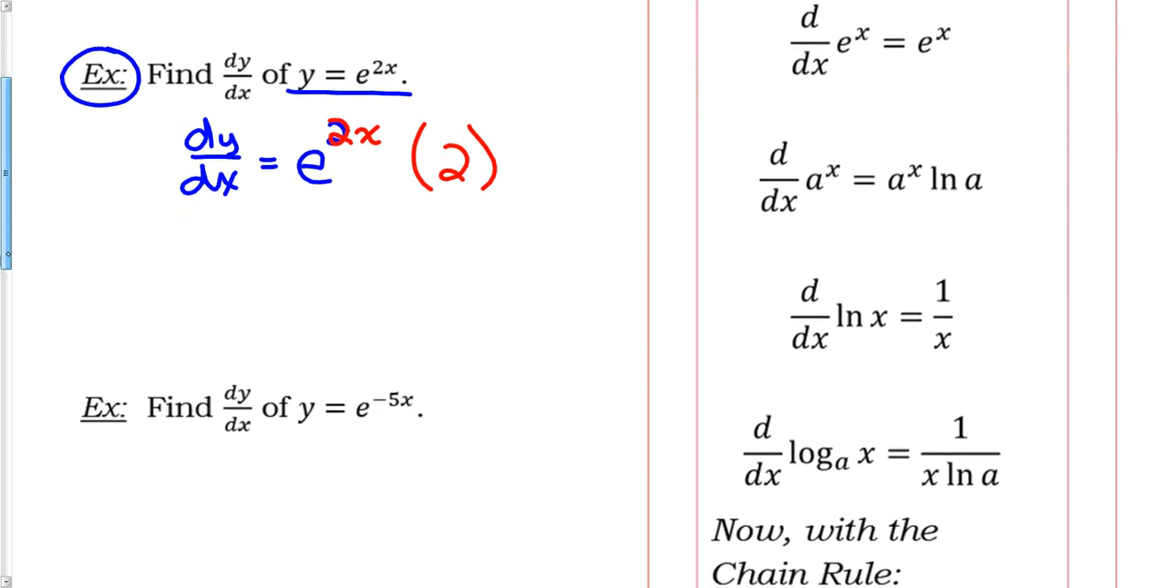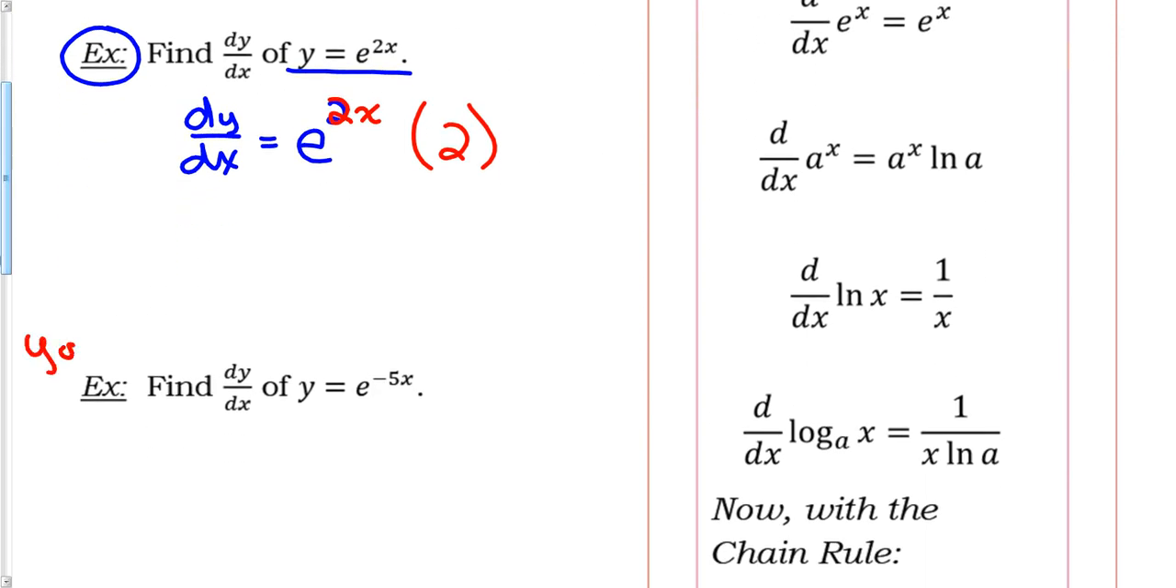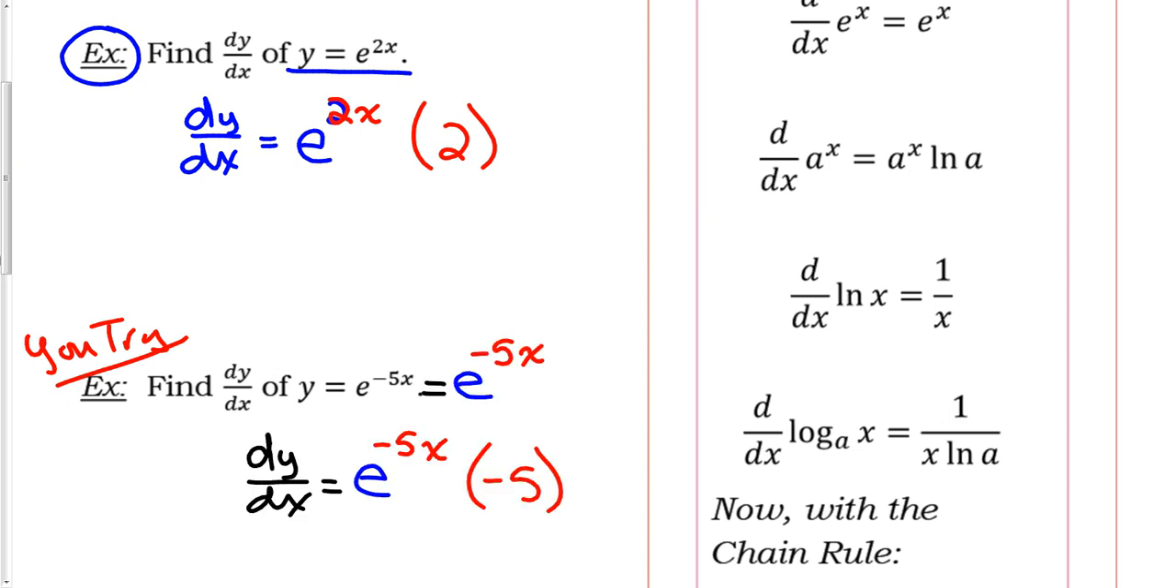So for the next one, I would like for you to try this one. So please pause the video here to complete this problem. Here is the solution, so please check your answer. If you have any problems, pause the video here.